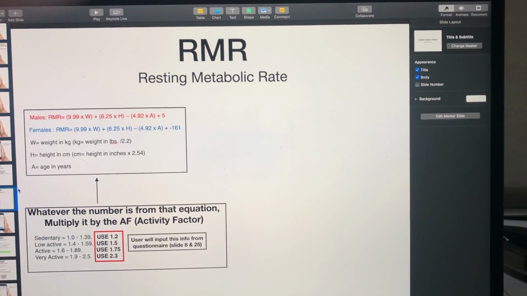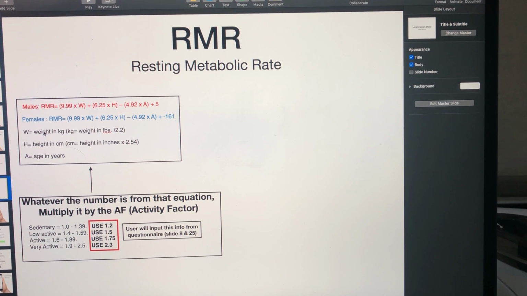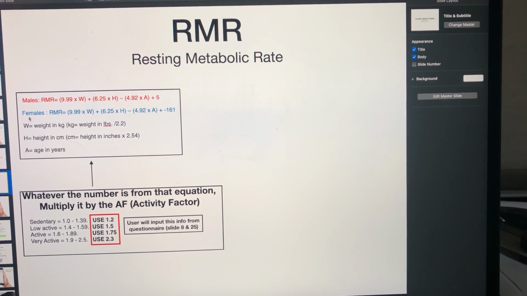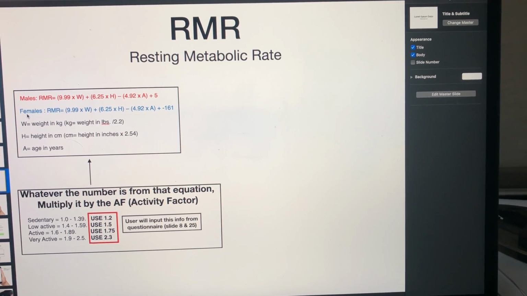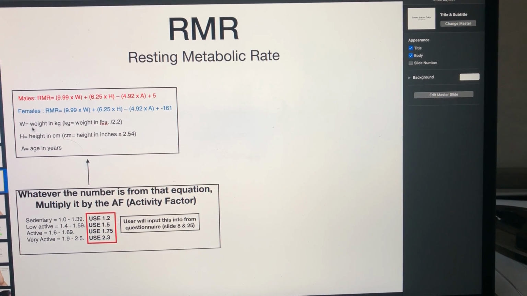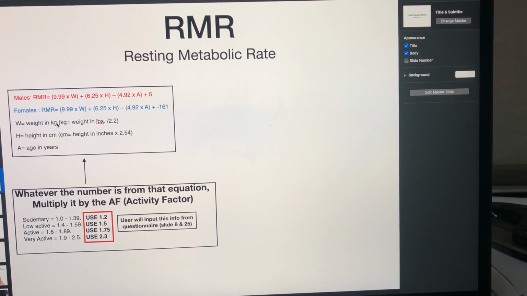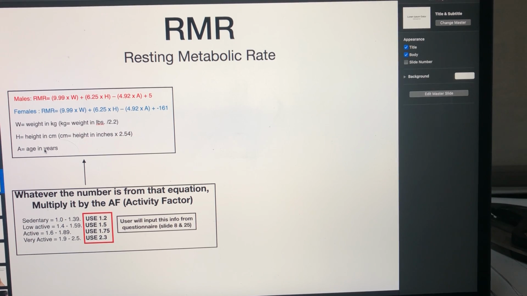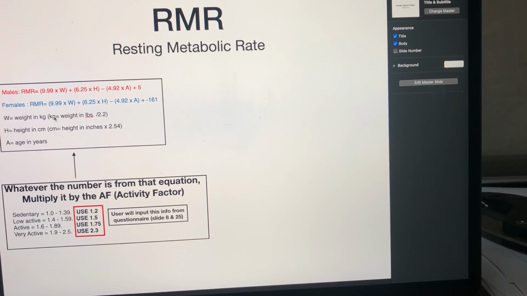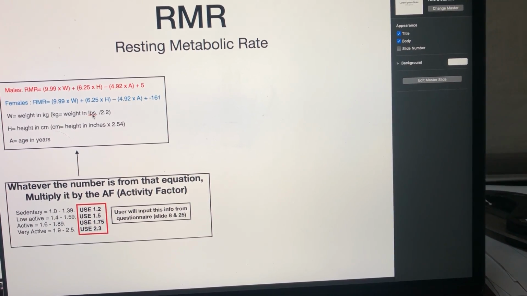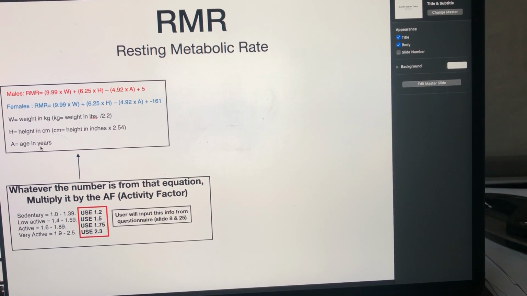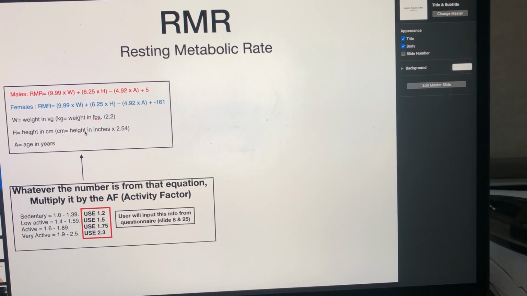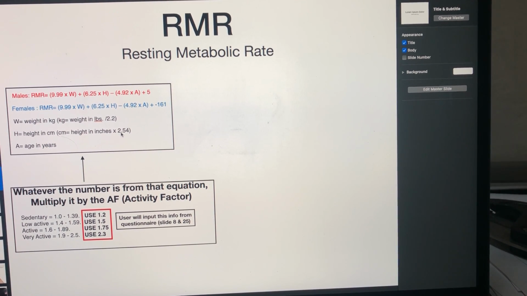So with resting metabolic rate, there's going to be two different equations, one for males, one for females, and there's three variables in the equation, which is going to be weight, in kilograms, height, which is in centimeters, and age in years. In order to find kilograms, we just take the weight in pounds and divide it by 2.2. And then to find the height in centimeters, we just find the height in inches and multiply it by 2.54.